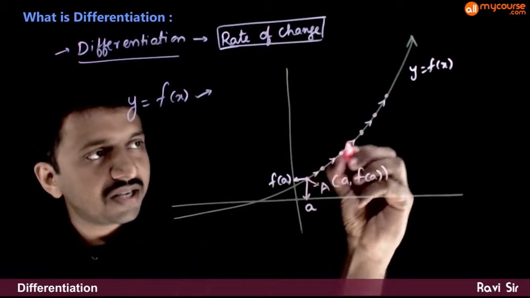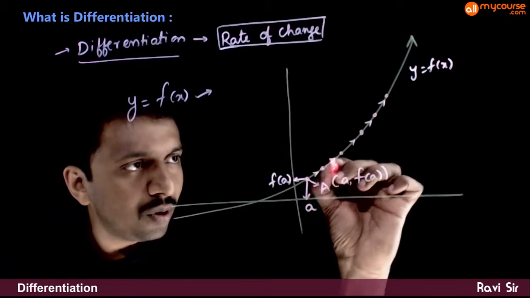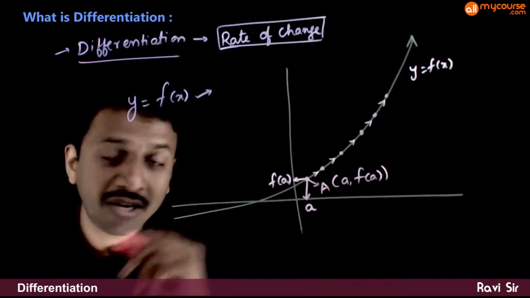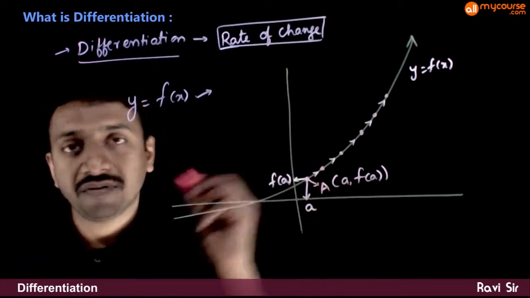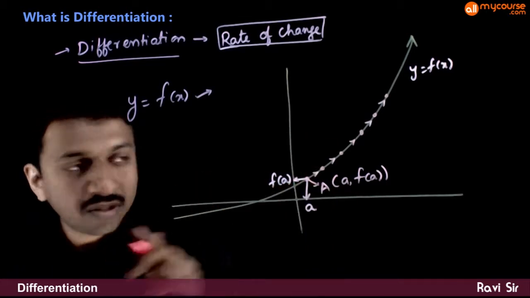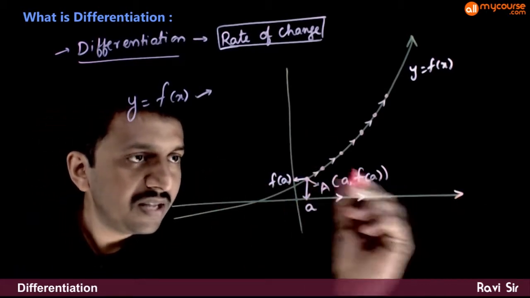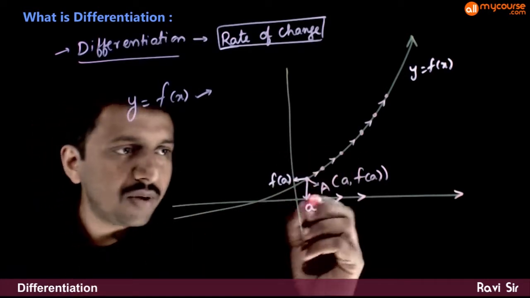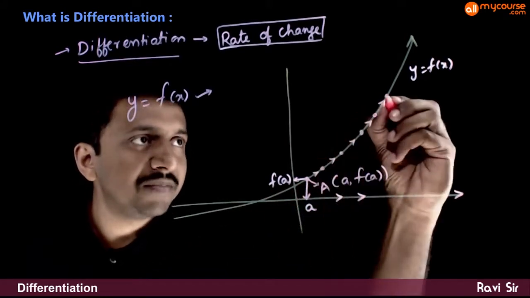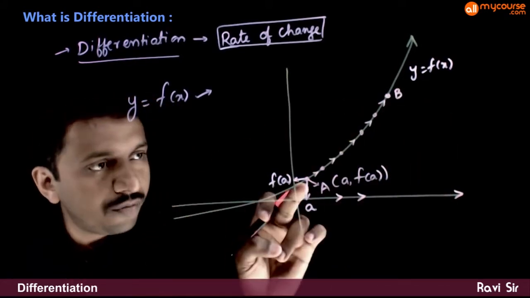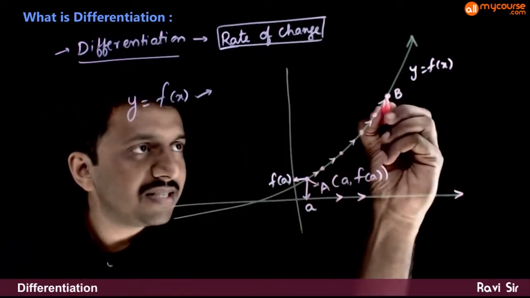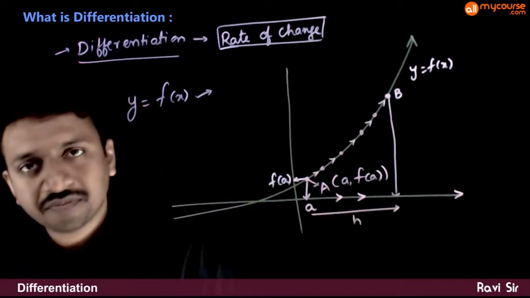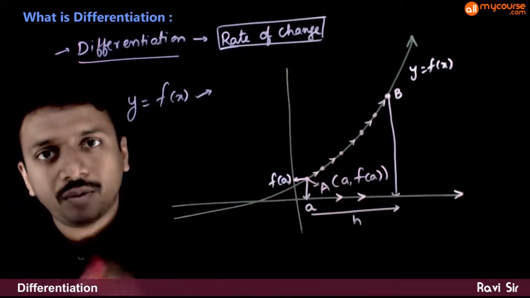Now as you move on this curve, as you go through different points, as you can see, the x coordinate of this point is different from the x coordinate here. The y coordinate of this point is also different. So as you move in the right direction, x increases and y also correspondingly changes. Let us say that after some time you go to point B. So you go from this point to this point. Let us say that you have moved forward through a distance h.